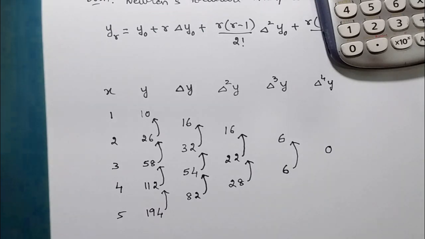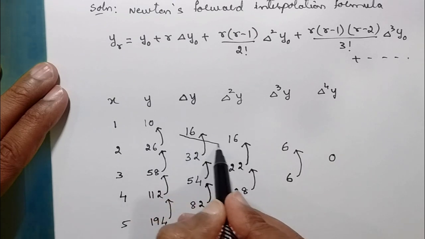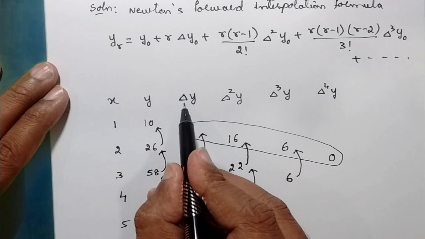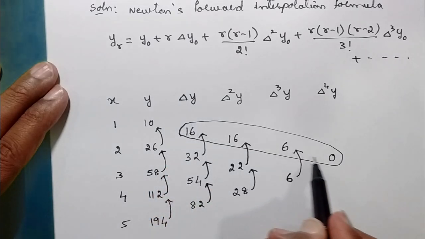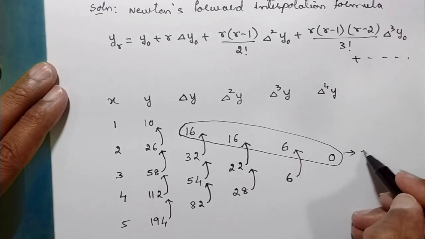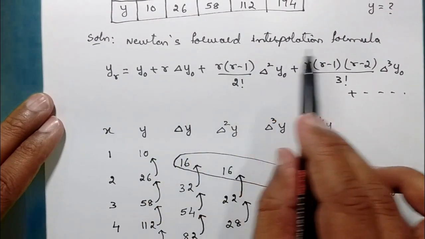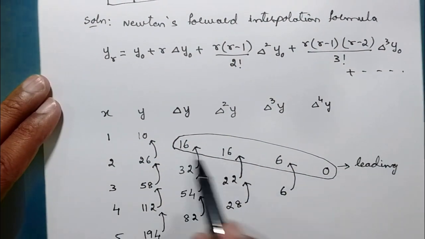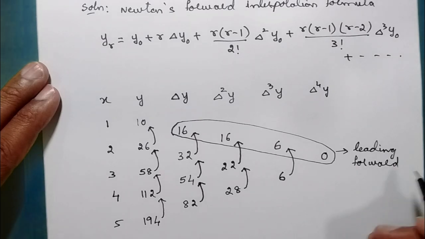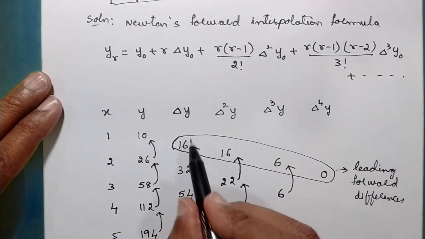Now you have to identify the leading forward differences. So if you take these initial values, starting from this delta y onwards, all the starting values, these values are called the leading forward differences. Because it is a forward difference, Newton's forward interpolation formula, therefore these values are called leading forward differences.